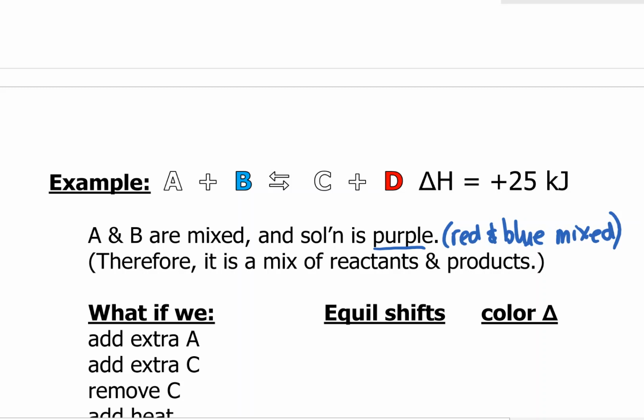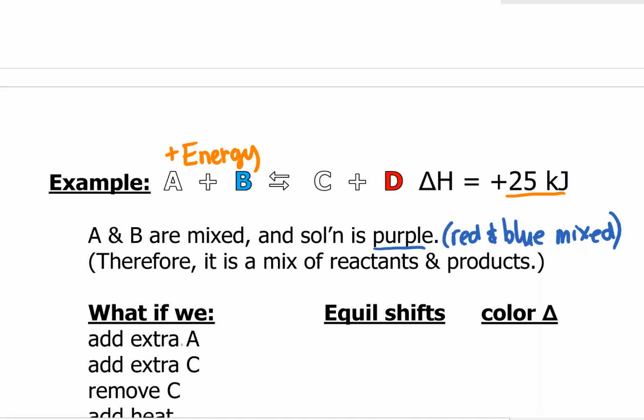So that tells us that starting off at equilibrium, we have similar amounts of reactants and products. And while we're at it, let's look at this energy term. This energy term, that's an endothermic reaction. So energy is a reactant, or you could think heat is a reactant. Okay, so let's look at what happens in these situations.